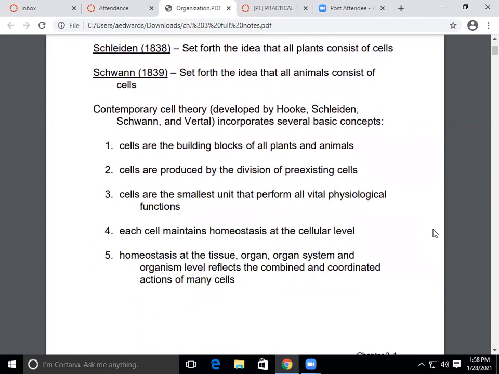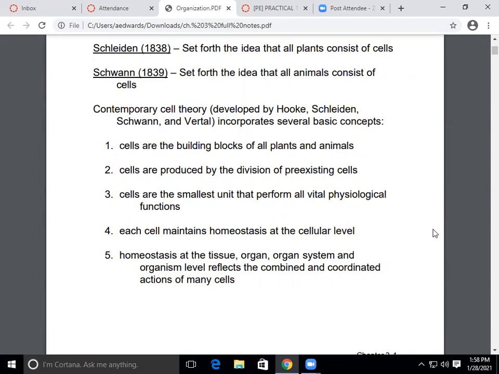All right, contemporary cell theory. I think this was one of those points in that review that you needed to know the components. Cells are the building blocks of all plants and animals. That comes from Schleiden and Schwann. Cells are produced by the division of pre-existing cells. So when cells divide, that produces new cells.